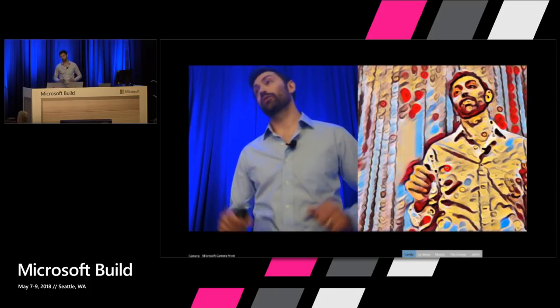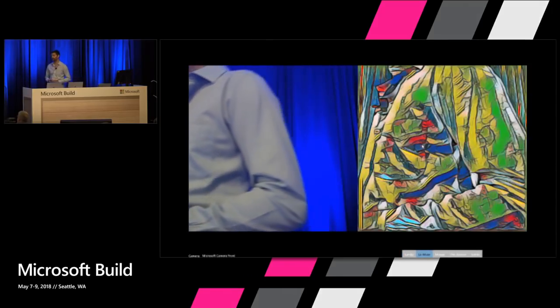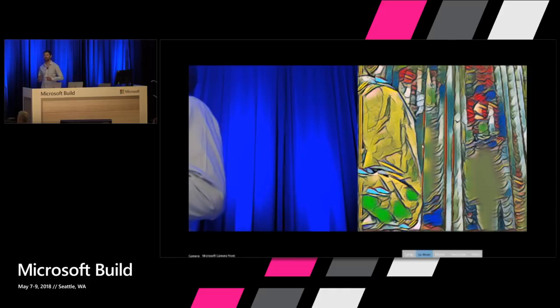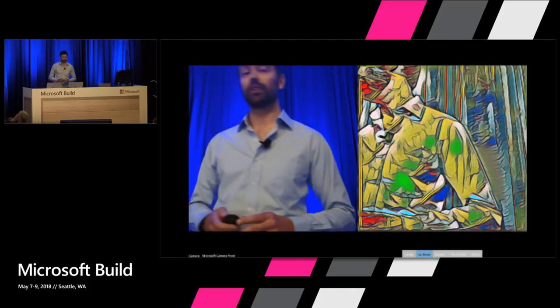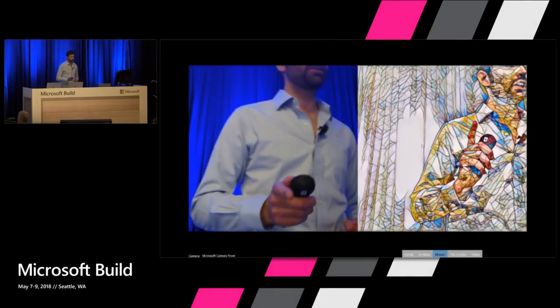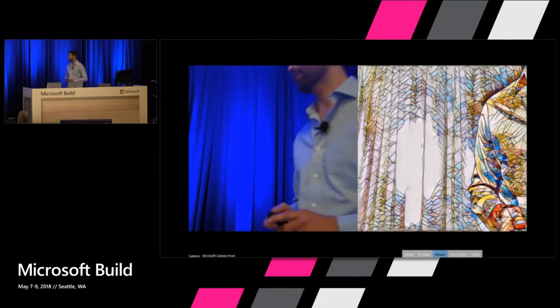Here's an application that we have that does something called style transfer. You may have seen applications like this before. What they do is take an image and apply a visual style to it to produce the image on the right. This one particularly is using Windows ML to power this experience.